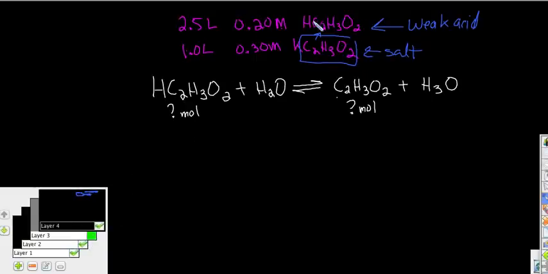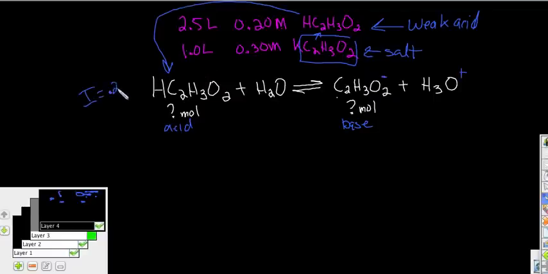Well, we have acetic acid right here, and acetic acid, of course, when it combines with water, creates this hydronium ion, and it creates this acetate ion, right? So the acetate ion is a weak base. So this is a base, and this is an acid, right? And we also have an initial input of amount. Remember from our ICE table, our initial for this equals 0.2, and our initial for this equals 0.3, right?